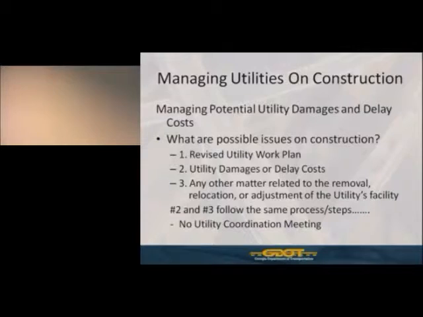So potential issues there could be a revised utility work plan, utility damages or delay cost, again to the contractor, or the other bullet, any other item related to removal, relocation, or adjustment of the utilities facility. Items 2 and 3 follow the same process and steps with no utility coordination meeting. I'm not going to get into that here since it's more on construction, and the purpose of this presentation is primarily to address the utility adjustment schedule and the impacts to it as it relates to the escalation mediation process.